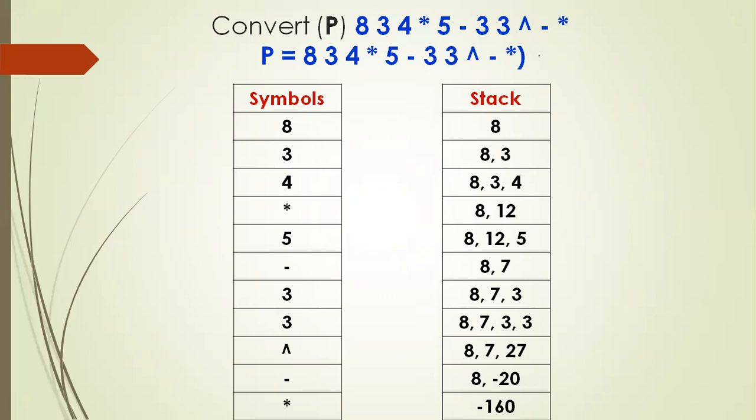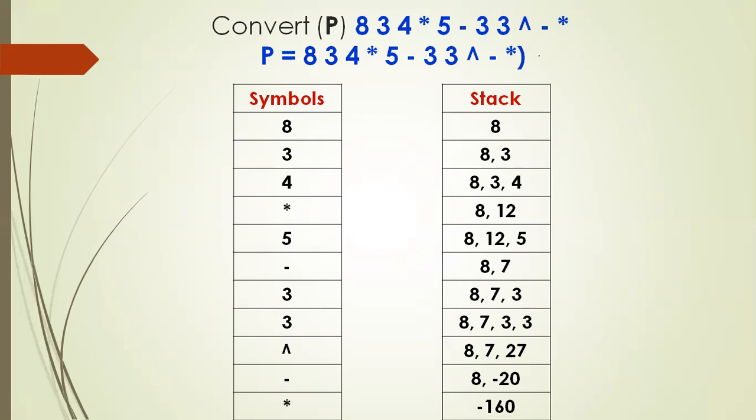Next symbol is 3. Operand. So it becomes 8, 7, 3. Once again, one more 3. So 8, 7, 3, 3. Next symbol is power sign. Power is an operator. Whenever operator comes, what you have to do? Remove the top 2 elements. Top element will be N1 and next to top element will be N2. So when you pop it, N1 becomes how much? 3. In this example, N2 is also 3.